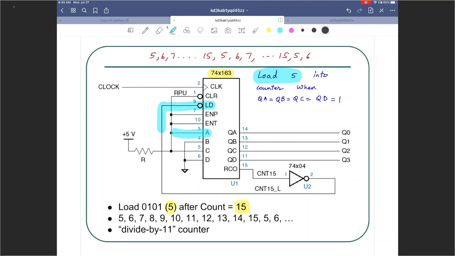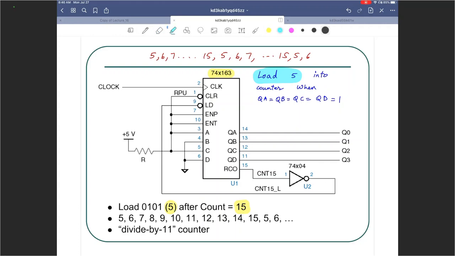B and D are connected to low, and C is also connected to high. So I'm just going to simply say this is 1, this is 0, this is 0, this is 1. What is that? 0, 1, 0, 1. That's 5, right? So we are loading 5 by doing that. So we use load like that, and then like that.